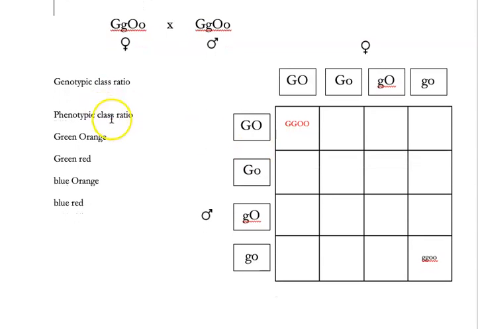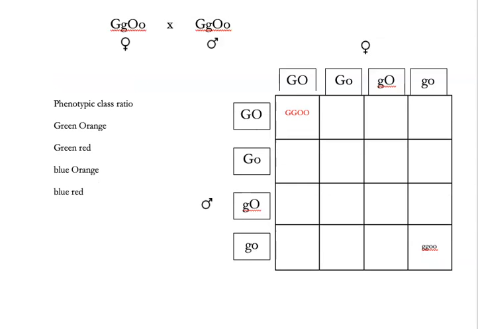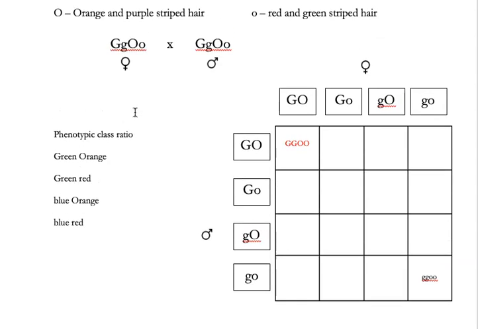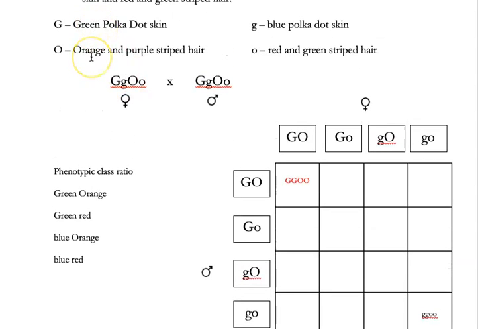Now in this case, genotypic class ratios we just don't care about. So let's get rid of that. What I do care about are the phenotypic class ratios. So you really only have 4 types of phenotypes. You're either going to be green and orange, green and red, blue and orange, or blue and red. Does that make sense?